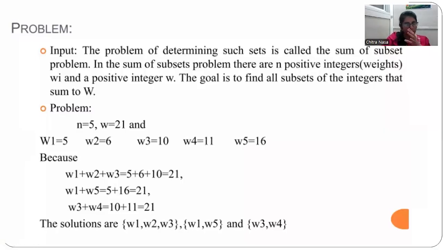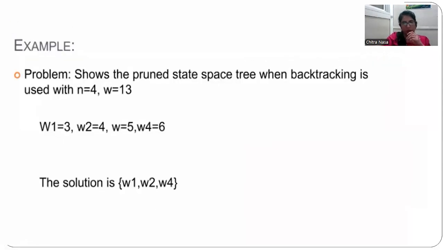But when we are solving this with backtracking, we need to draw a state space tree. For example, take another problem which we need to solve using backtracking: 4 items. Item 1 has weight 3, item 2 has weight 4, item 3 has weight 5, and item 4 has weight 6. The targeted value which we should achieve by adding the elements of the subset is 13. Now, how can we generate the state space tree?